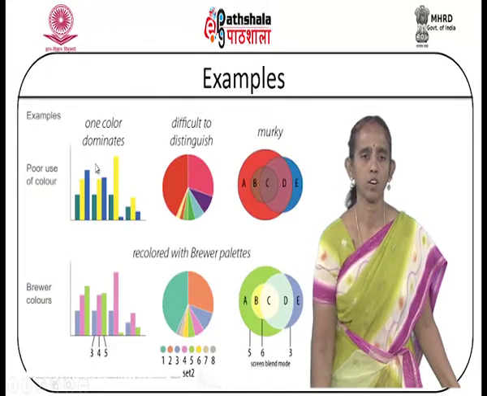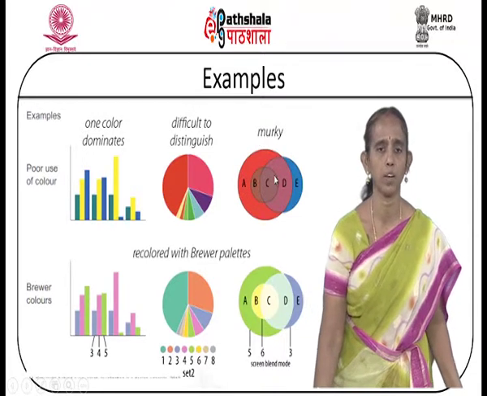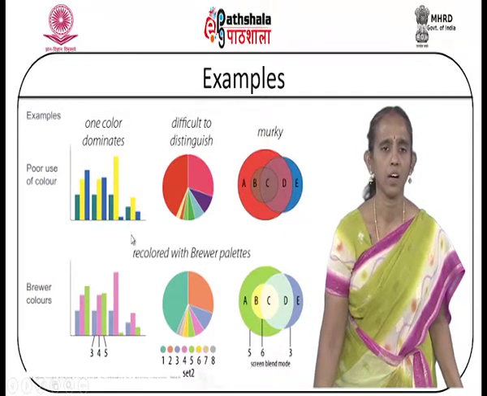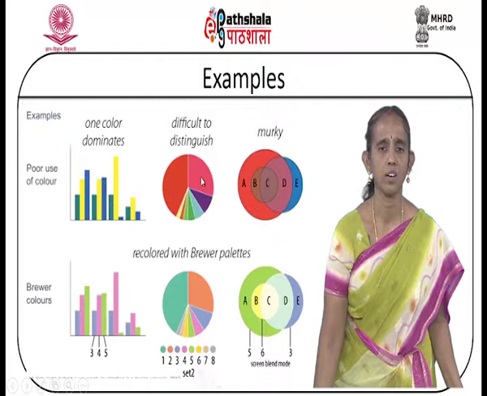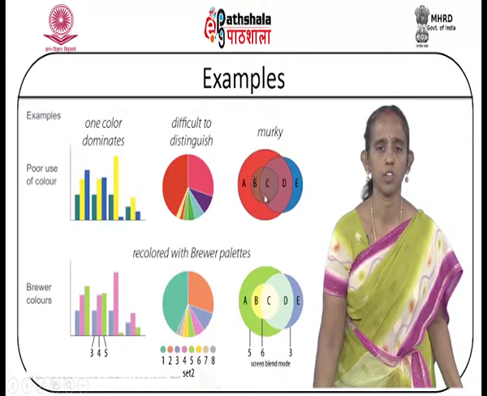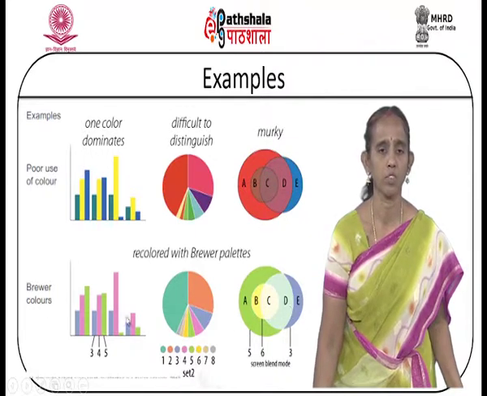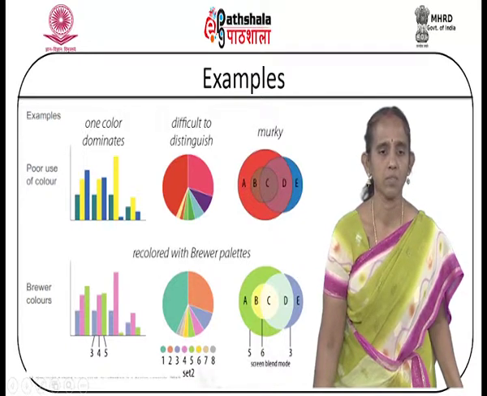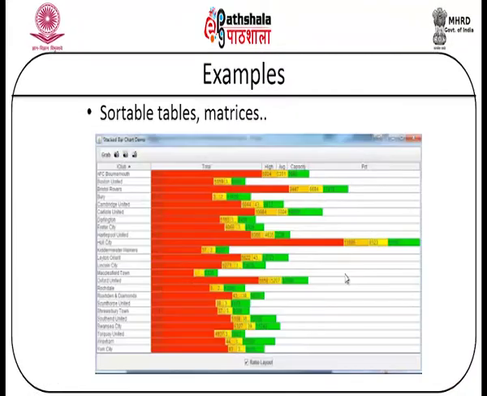These are certain examples of visuals that are being created. The color dominates here, and it is difficult to distinguish various data sets. Here it is murky because each and every data set overlaps. These are Brewer colors. Recolor: the previous data is recolored with Brewer palettes. This is an example of sortable tables and matrices.